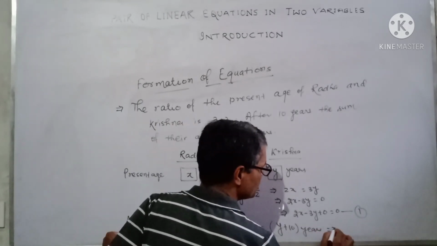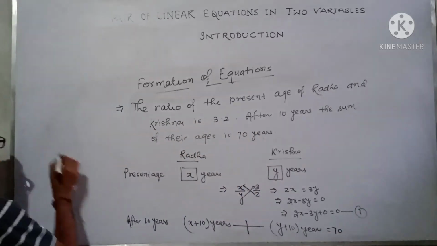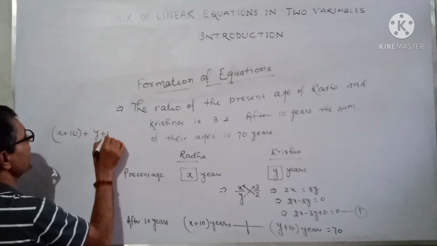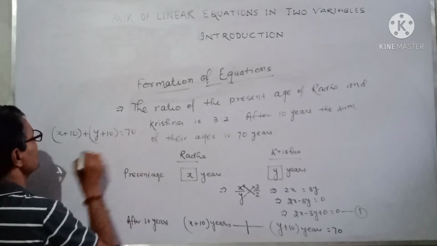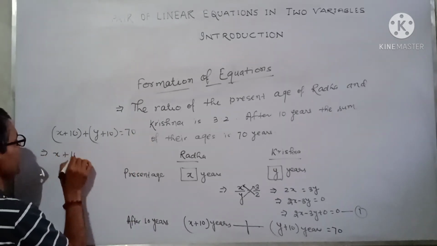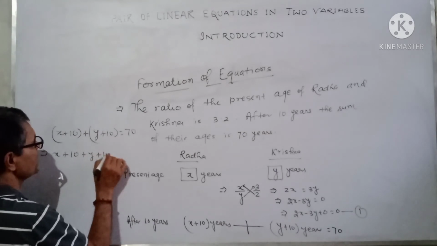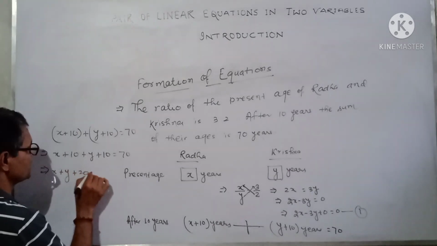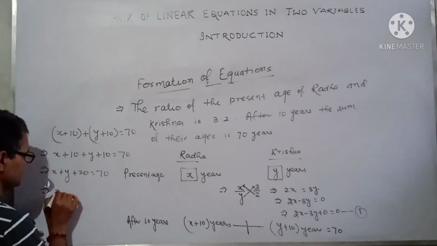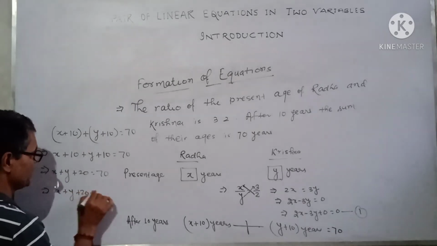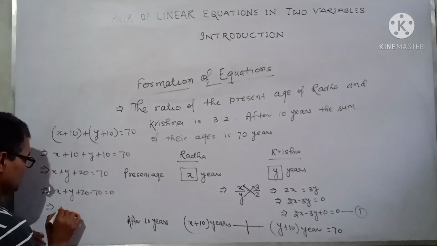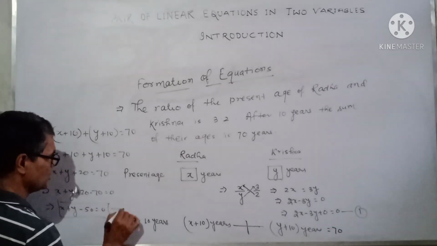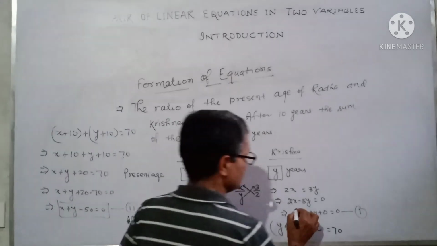According to the question, after 10 years, the sum of their ages equals 70. That means x plus 10 plus y plus 10 is equal to 70. That equals x plus y plus 20 is equal to 70. That equals x plus y plus 20 minus 70 is equal to 0. That equals x plus y minus 50 is equal to 0. This is your second equation.